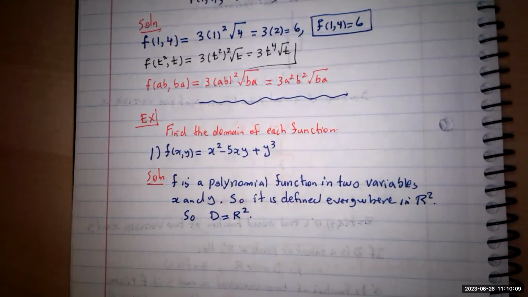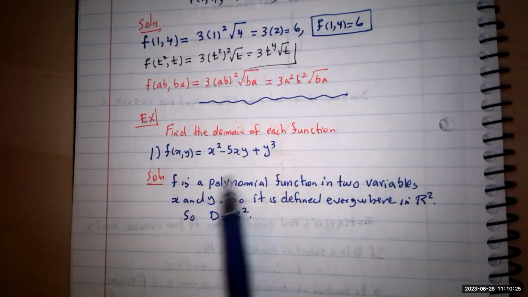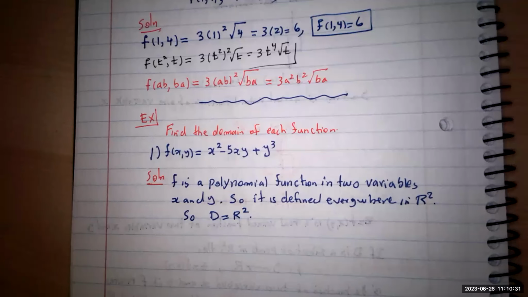Some people make a mistake. They say it's defined everywhere on R. Remember, the domain is a subset of R2 when using two variables. So you have to say that it's defined everywhere in R2. Any question? So get to know them. This is a polynomial of two variables. So that's the first case.